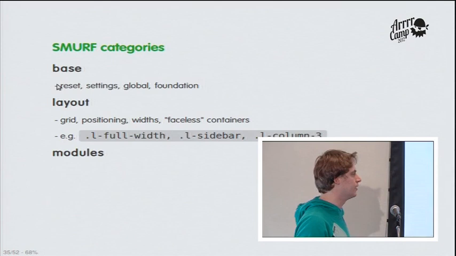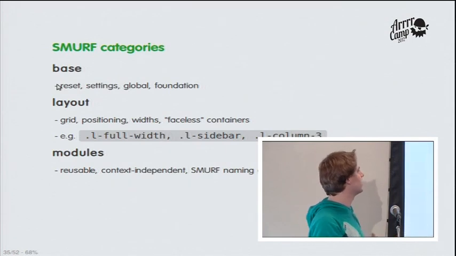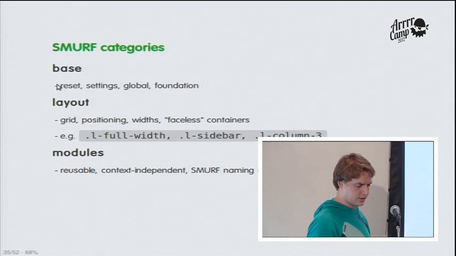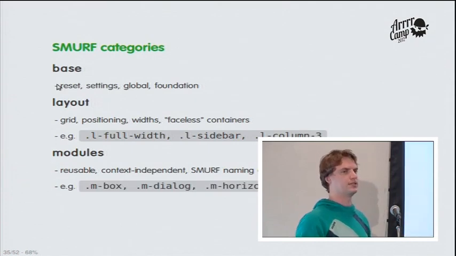And then the bulk of the CSS is going to be written in modules, and they're reusable, context independent parts of CSS, and they follow this SMURF naming convention. Examples for that are things like boxes and dialogues and horizontal lists and just generic things like that.